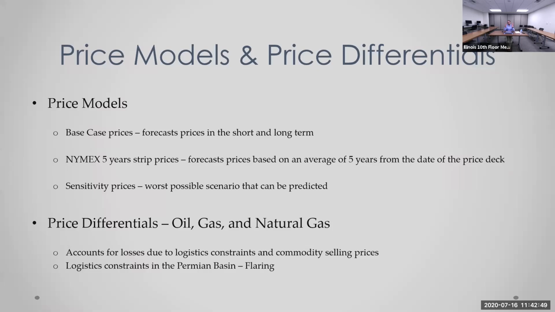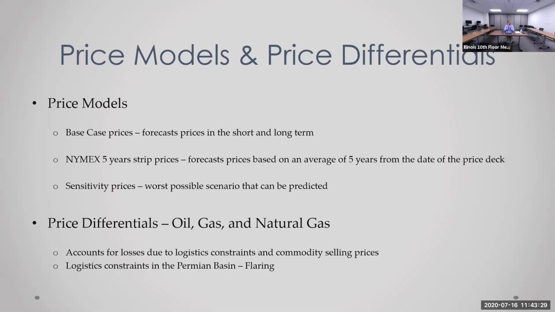Then the sensitivity prices. Those are the worst possible scenario that can happen, right? So, like last year, we had sensitivity prices running about $30 a barrel, which for a good portion of this year, we had that $30 a barrel, right? So worst possible scenario. Obviously, we had drops, oil dropped below 30, but no one could have expected the effects of the pandemic back then.